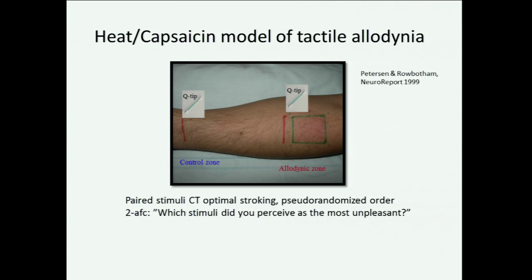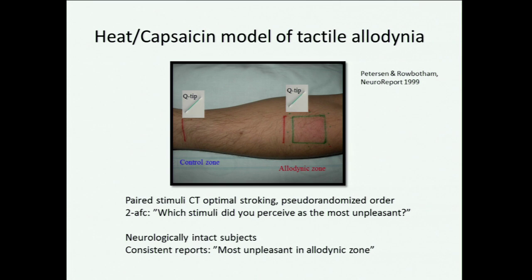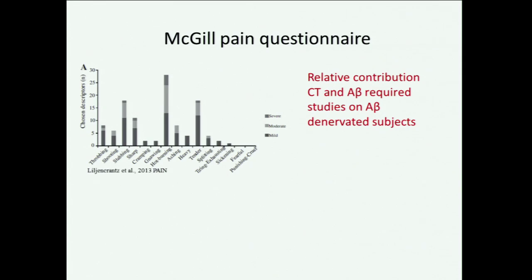And we asked the subjects to tell which is most unpleasant, being brushed here or being brushed there. And healthy subjects, they always said that this is more pleasant and this is more unpleasant. And then we asked them to choose words from the McGill Pain Questionnaire to describe the sensation from being brushed on or near the capsaicin treated skin, and they chose words like hot, burning, tender, and stabbing.